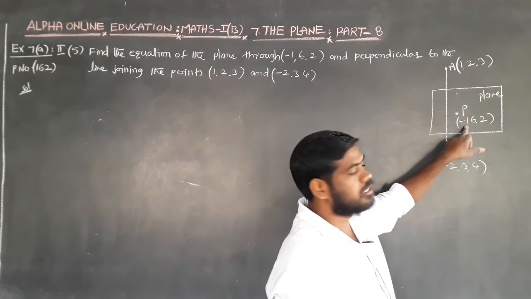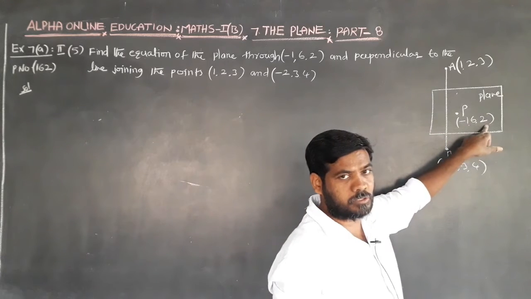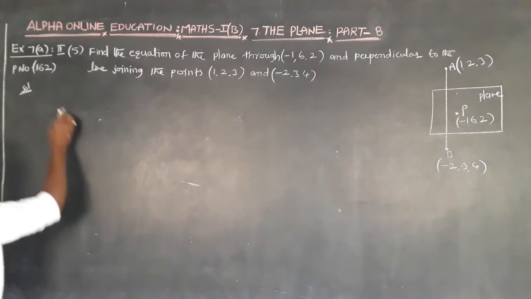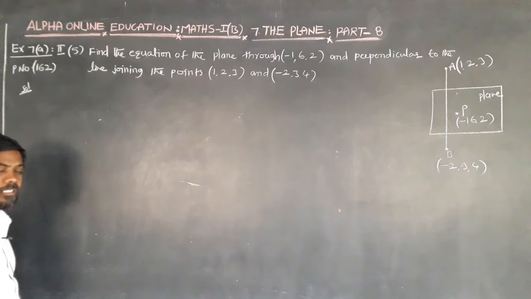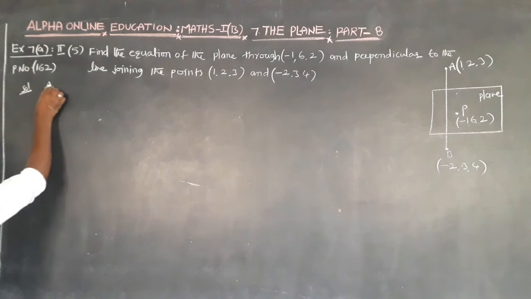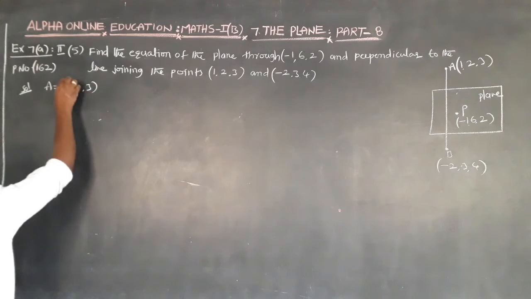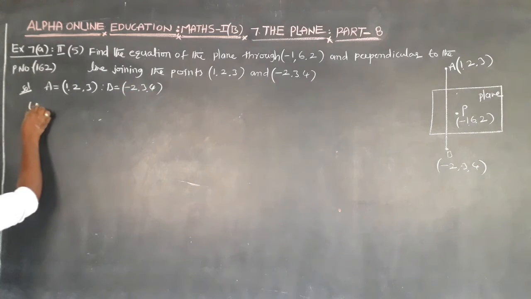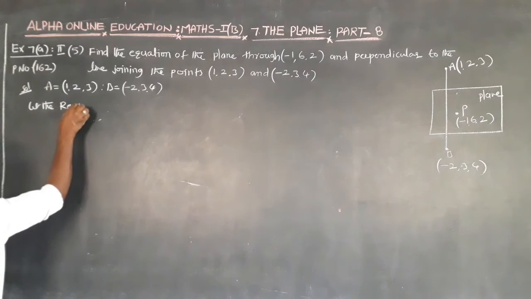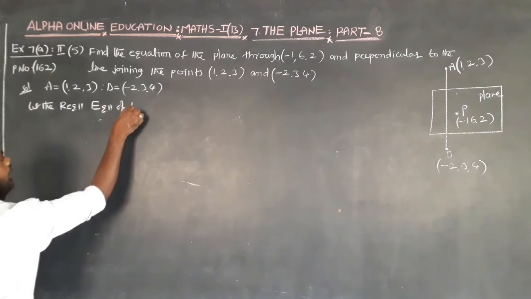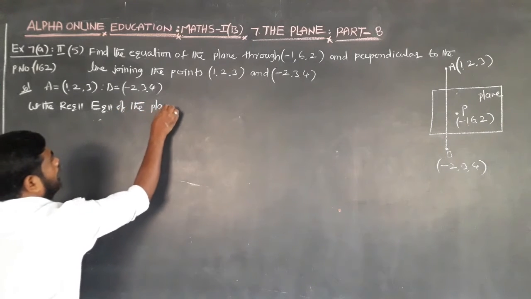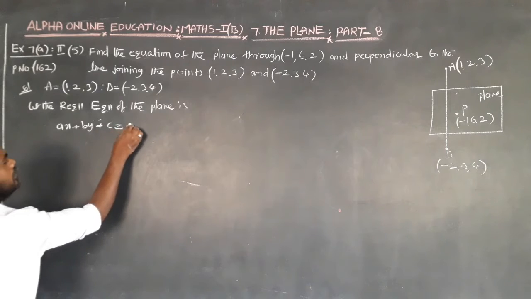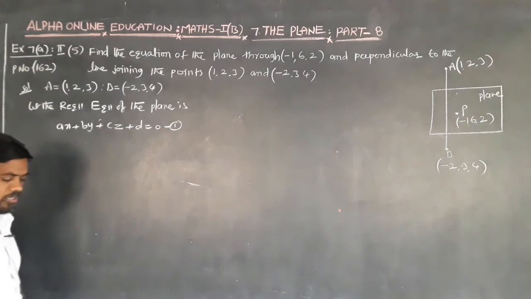Here a plane is passing through the point (-1, 6, 2) and perpendicular to the line joining the points A and B. Let the required equation of the plane be, in general form, ax + by + cz + d = 0. Equation number 1. A point (1, 2, 3), B point (-2, 3, 4).